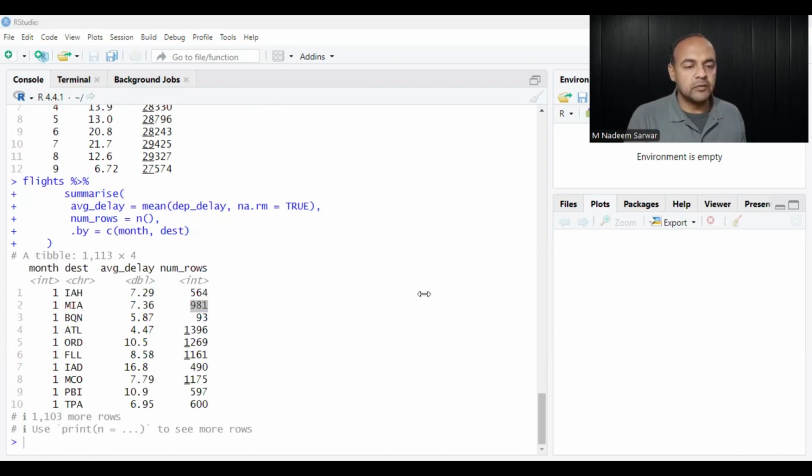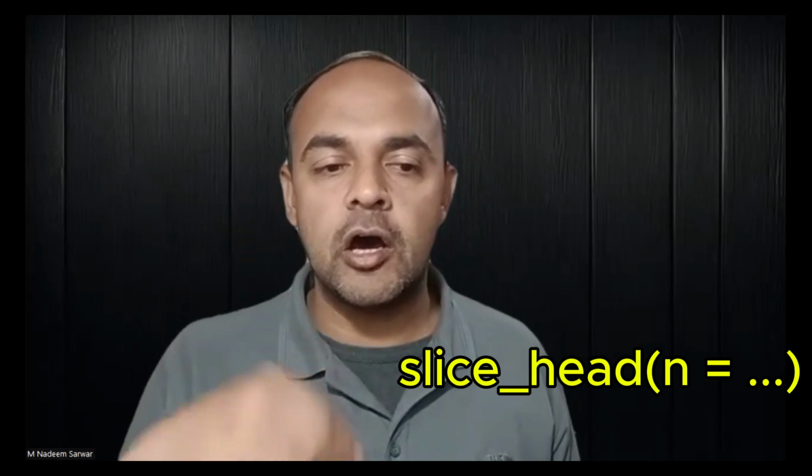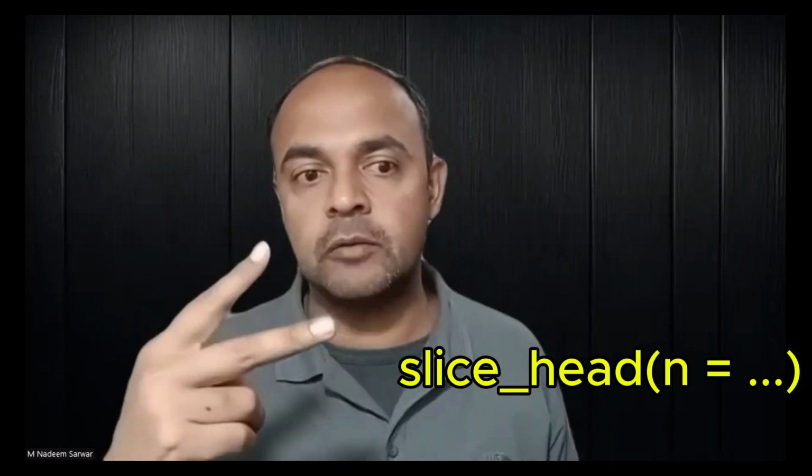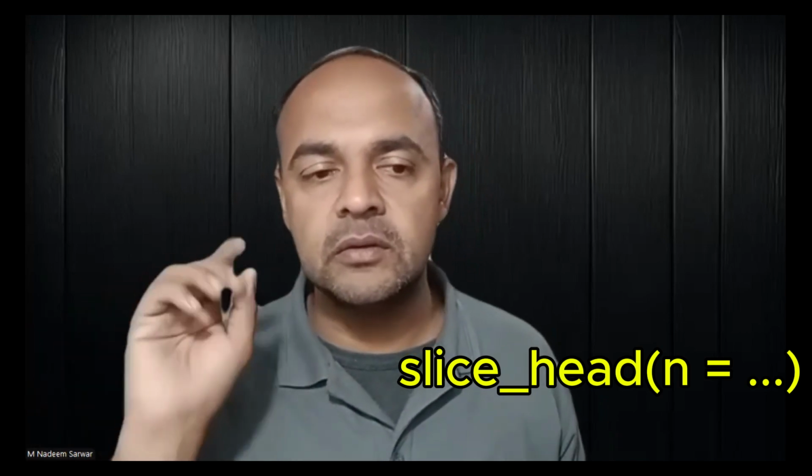Now let's move to the other very important, very useful, and very handy function, which is the slice function. Dear viewers, there are actually 5 very handy functions that allow us to extract specific rows within each group or within the total data frame. These are slice head. This will give us the top rows, but we will need to specify how many rows. For example, top 1 row or top 2 rows or top 3 rows. We specify it by giving n equal to some number.